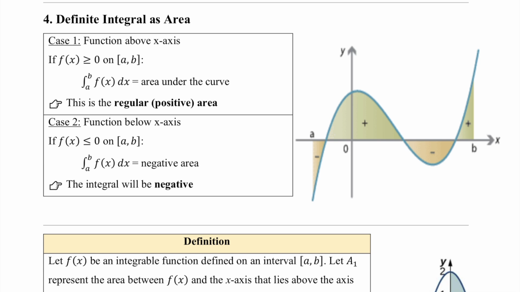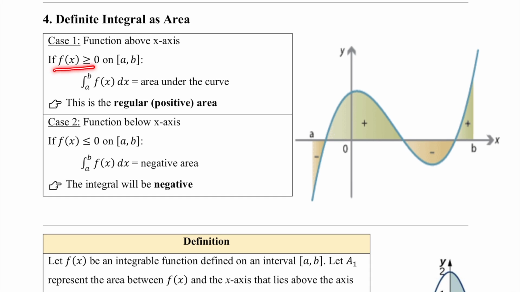Let's start with the first case. If the function is above the x-axis, meaning f of x is greater than or equal to 0, then the definite integral of f of x is the area under the curve. Look at this part of the function above the x-axis. So this shaded region is the area under the curve, and the area is positive. So this is just the normal area you are used to.